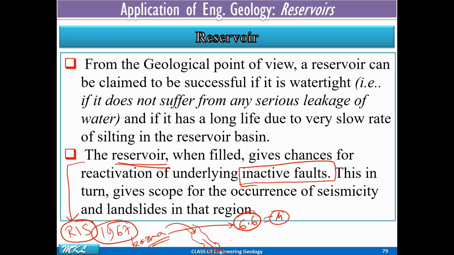Okay, so this Koyna earthquake is a man-made earthquake and it's basically happened due to the Koyna dam. There is a Koyna Nagar dam or Koyna dam there, and that reservoir was situated on a fractured rock type, and through this fracture the water percolated and it basically reactivated the inactive faults. That's why reservoir induced seismicity happens. So whenever you will be constructing any reservoir, you have to consider this factor also.